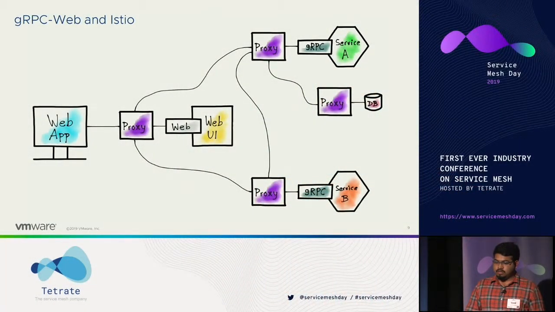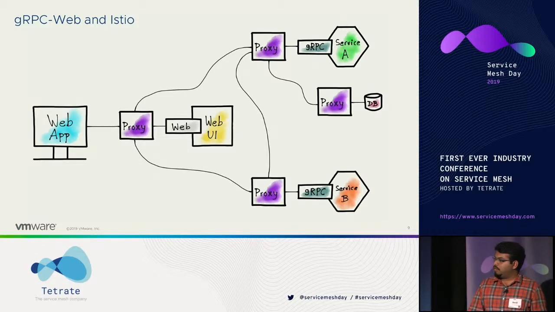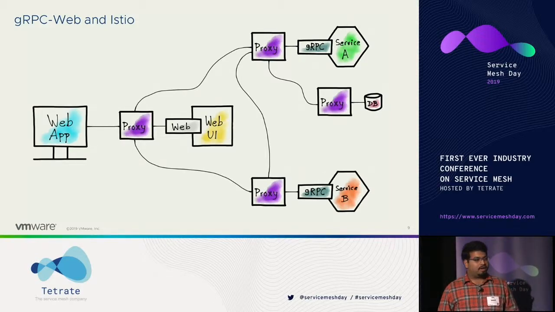Now, if you can imagine, we can replace the HTTP server that we built earlier with this proxy. And when we deployed the previous architecture on Istio, this is what it would look like. So we have services A and B, and both of these have proxies for the transcoding. And we also have proxies in front of the web UI and the database.